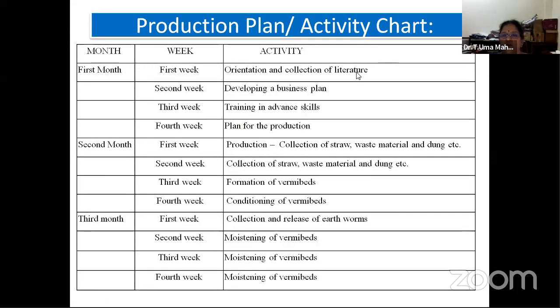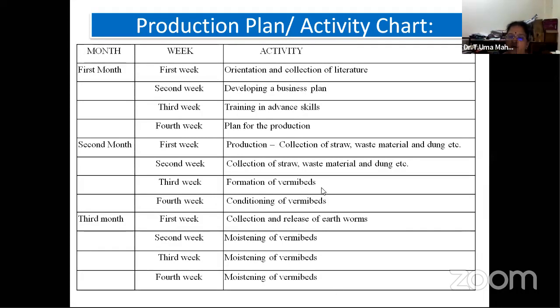First you have to know about the procedures, go through the material or any training person, or see the skills. Then you plan for production. For that you have to collect the raw material. Here I have written straw, because as an agricultural university we get straw. But on the other side, you can also use dry leaves.